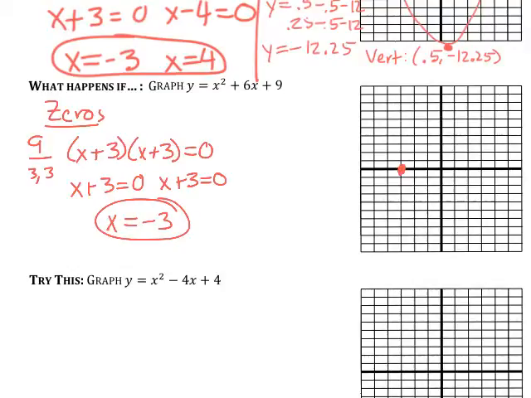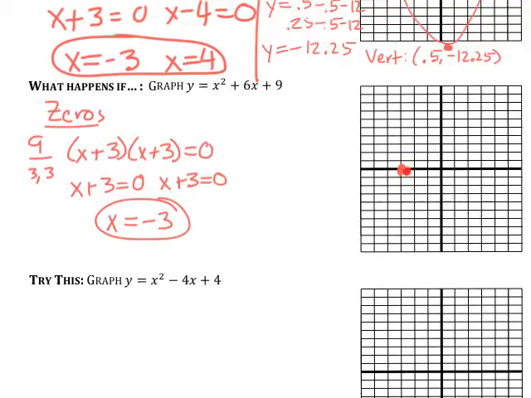Okay, so what we need to think about here is the fact that my graph is only crossing the x-axis one time. Okay, so if my graph is only crossing the x-axis one time, it is either going to have to be a parabola that just touches the x-axis like this, or it could be upside down, a parabola that just touches the x-axis like this. Either way, we have to know that this point right here is also the vertex.